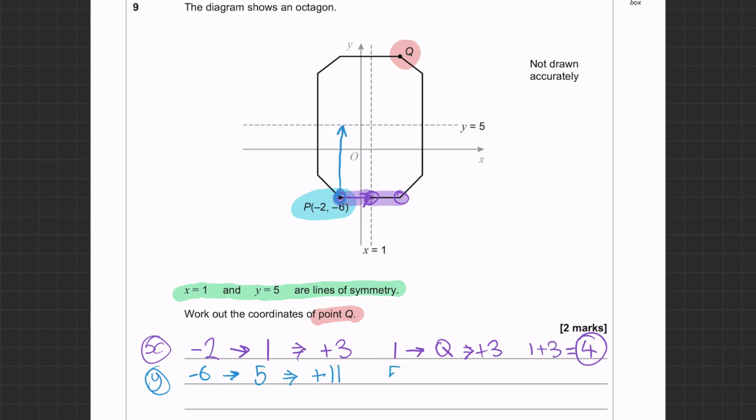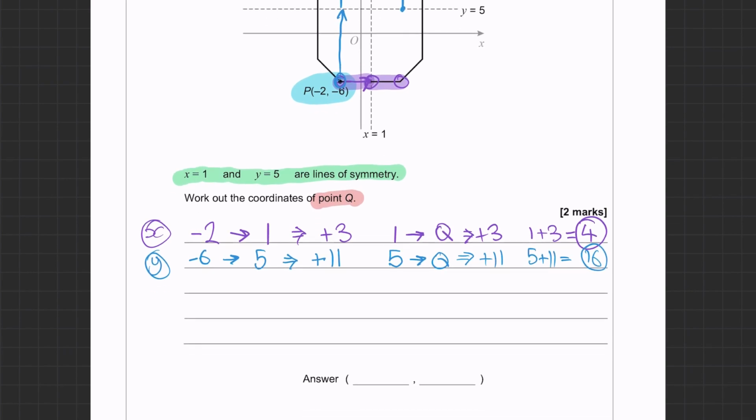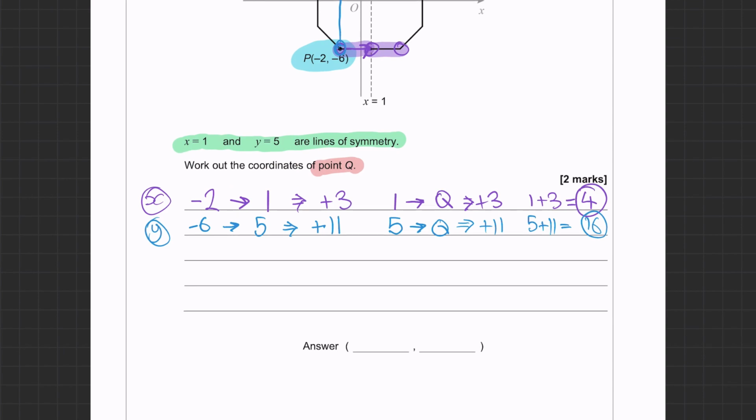So to get from 5 to Q, which is from here to here, it's a line of symmetry, so we're going from here to here, we want to add 11. So 5 plus 11 is 16, which is our y coordinate. So therefore our final answer, Q, is 4, 16.